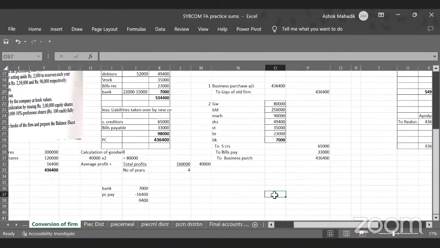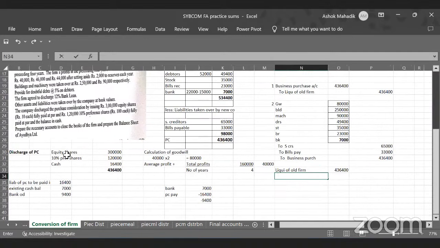And now in the third entry, we use the discharge of PC. Now we'll pay that liquidator. So I'll write liquidator of old firm. How much do we have to pay him? 436,400, isn't it? 436,400. To whatever we gave to him. We gave equity shares worth 3 lakhs. I'll write to equity shares. I'll explain again.